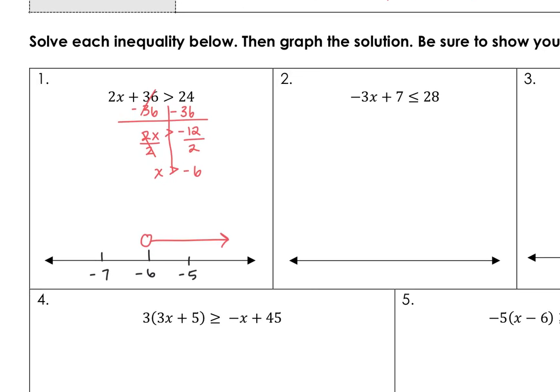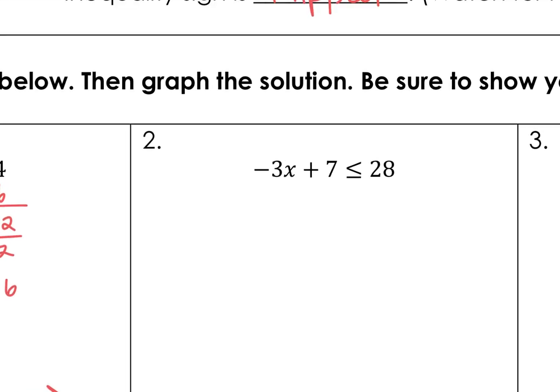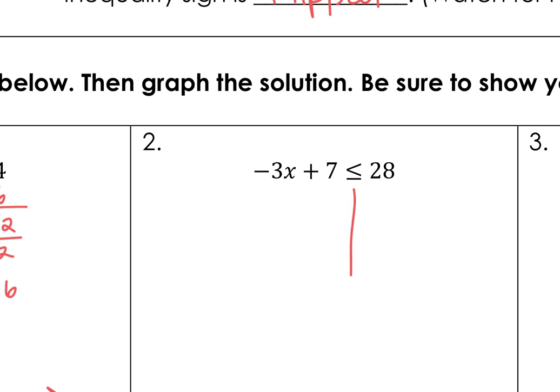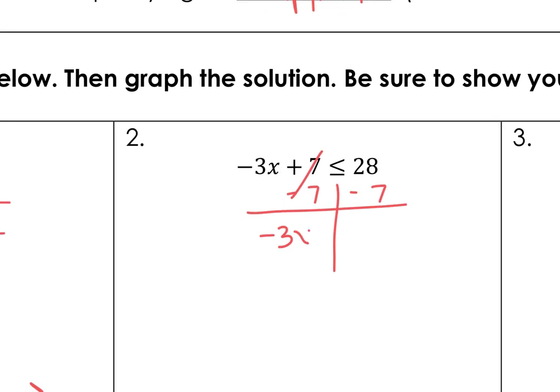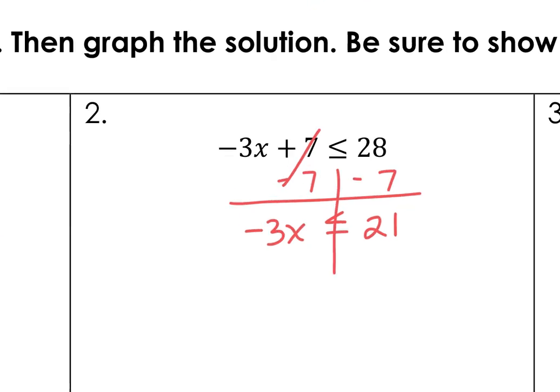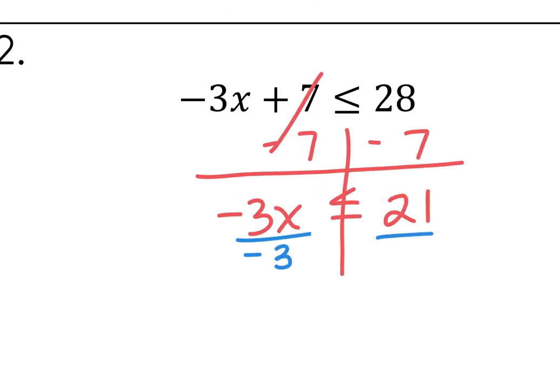All right, let's look at number 2. Number 2 is another easy one because there's no parentheses. There's not x's on both sides of that inequality symbol, which means all I have to do is undo this constant and then undo the coefficient. So since this is a +7, I'm going to subtract 7 so that I have -3x is less than or equal to 21. Very good. And then my last step is going to be to divide by -3.